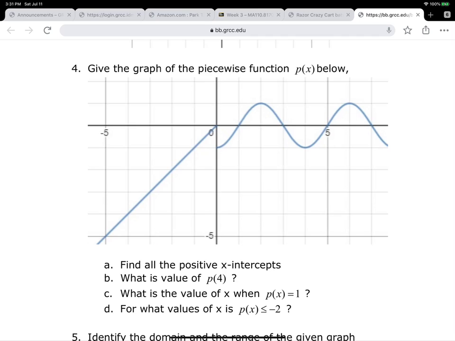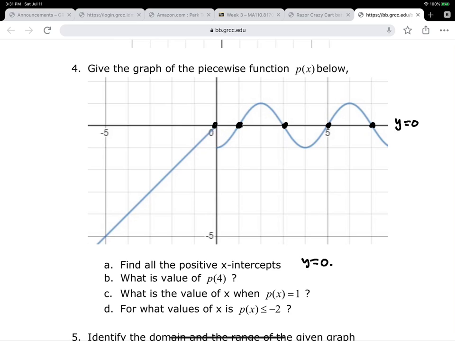All right, number 4. Now you have a little bit of a piecewise function going on, and notice this is not your typical graph where it is nice and smooth. But the idea is still the same. So let's go ahead and find all the positive x-intercepts. Now remember, x-intercept means y equals 0, so we're looking at right here, right here, right here, right here, and right here.